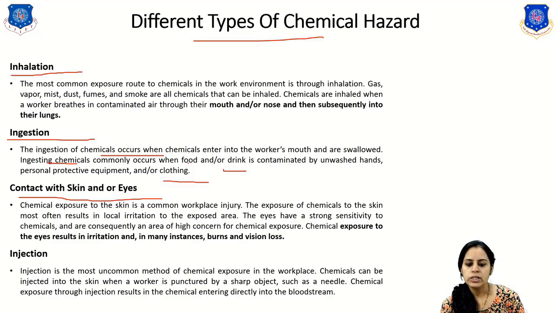And the last one, which is injection. Injection is the most uncommon method of chemical exposure in the workplace. Chemicals can be injected into the skin when a worker is punctured by a sharp object, such as a needle, right? So chemical exposure through injection results in the chemical entering directly into the bloodstream, right? So these are the different types of chemical hazard, right?